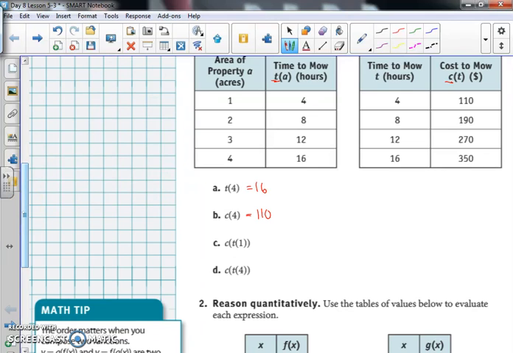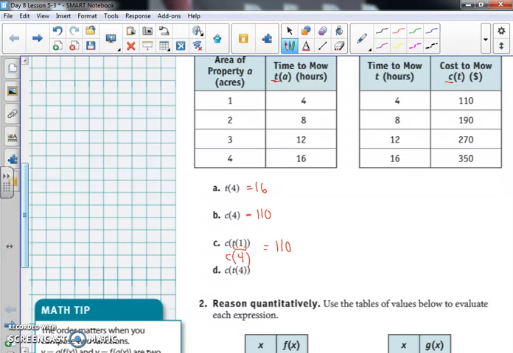Okay, now C and D involve an actual composite function. There's something embedded in another function. So the way you read those, once again, is you start from the innermost function, so you find out what T of 1 is first. Because you've got to start with the inside. So you find out what T of 1 is first, and then you work your way out. So T of 1 is 4. So then you're going to find C of 4 after that. So C of 4 is on the table on the right. So this also happens to come out to 110.